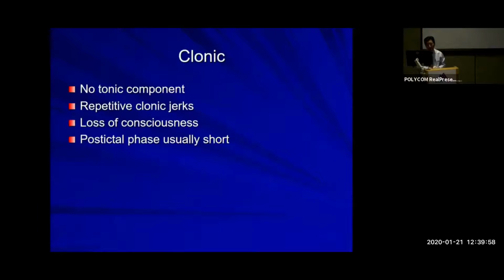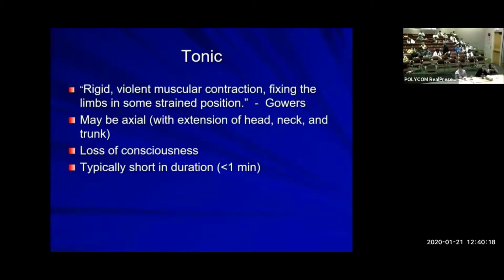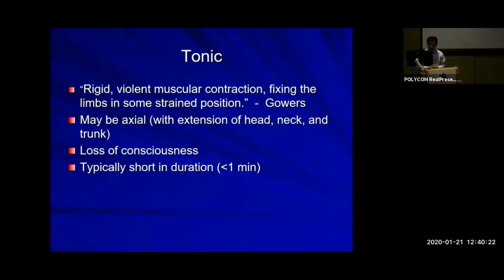You can have generalized clonic seizures. There's no tonic phase at all. They go straight into the clonic phase. Okay? They lose consciousness. Generalized clonic seizures tend to be shorter than GTCs, and they also tend to recover more quickly. You can also have a generalized tonic seizure, where you just stiffen up, and then that's it. And then you recover. There's no clonic phase. And tonic seizures also tend to be brief, less than a minute, and they also recover very quickly. Again, they lose consciousness during the actual seizure itself.